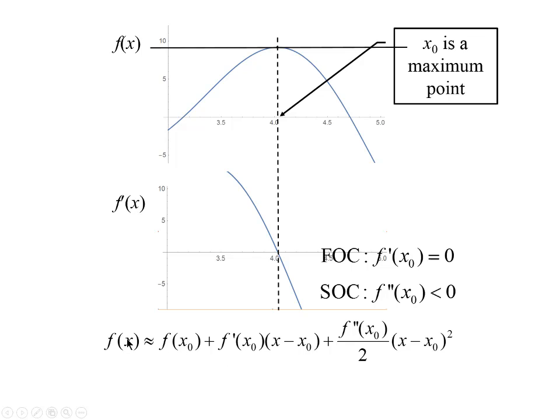x here is varying, so as in the previous case, the right hand side here is a parabola. This is a quadratic function of x, and because of the first order condition, the second term disappears. Because of the second order condition, this coefficient is negative and we have a parabola with branches looking downward.